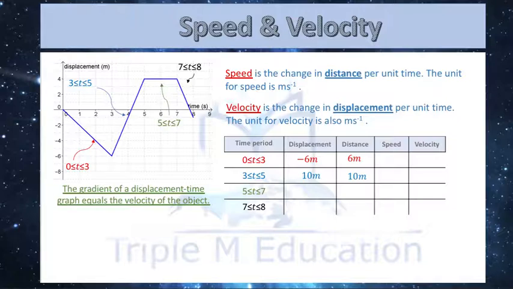Between 5 and 7 seconds, we're stationary, so there is no change in position. Between 7 and 8 seconds, we then move back in the opposite direction, 5 meters. That leaves us at a displacement of -5 meters and a distance of 5 meters.